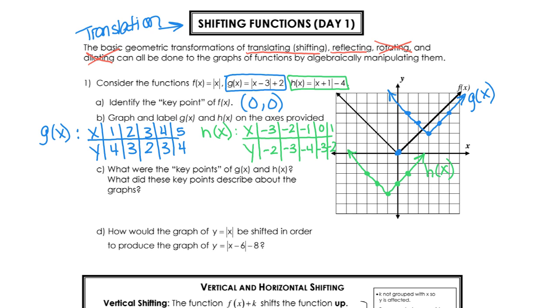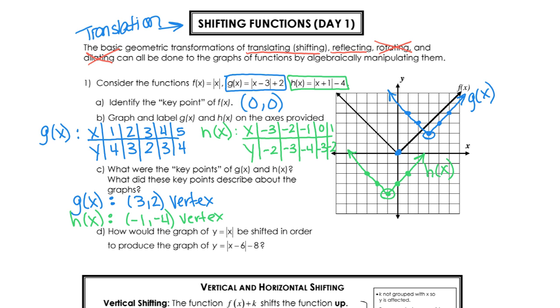It says, what were the key points on g of x and h of x, and what did these key points describe about the graphs? So on g of x, our key point was our vertex, which is now located at 3, 2. This is our vertex, or our turning point. On h of x, our vertex is now located down here, and so that's coordinates of -1, -4.